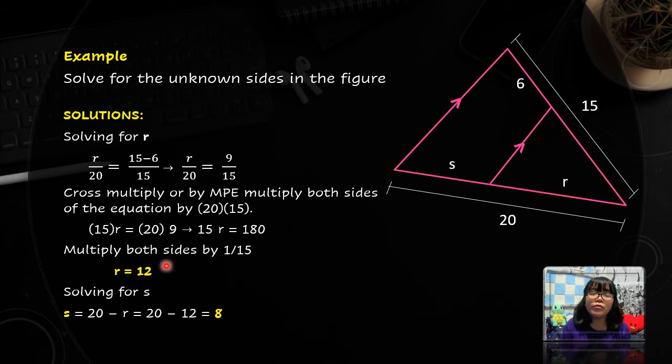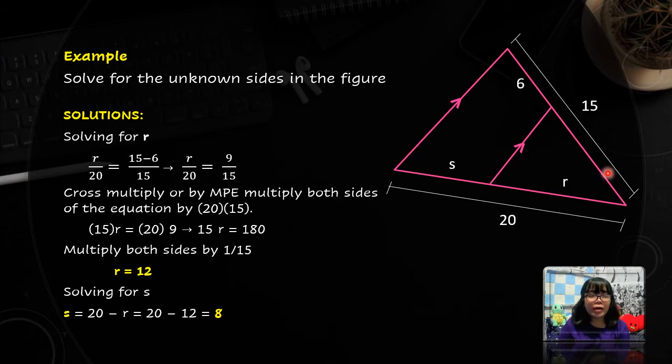Now, we will be solving for the value of s. The value of s is this one. Now, how do we solve for the value of s? This one is r, and that is equal to 12. This whole side here is equal to 20. So, if we subtract the measurement of r from 20, we can get the value of s.